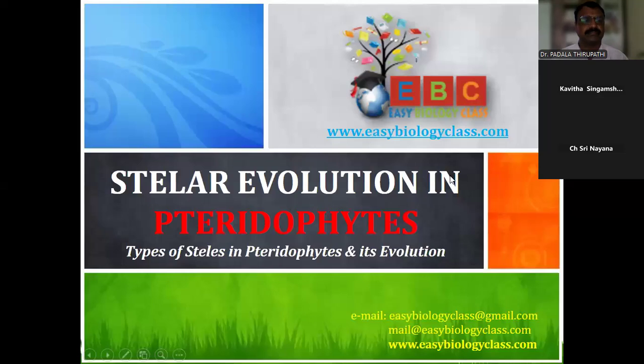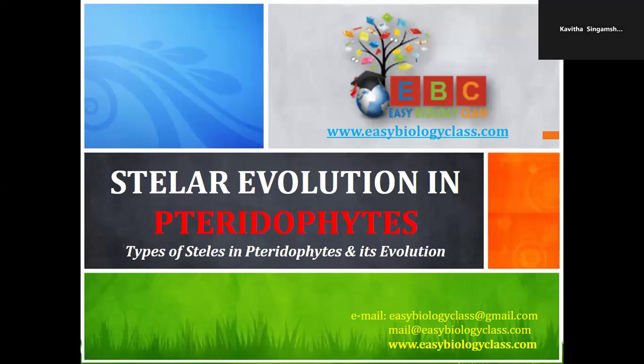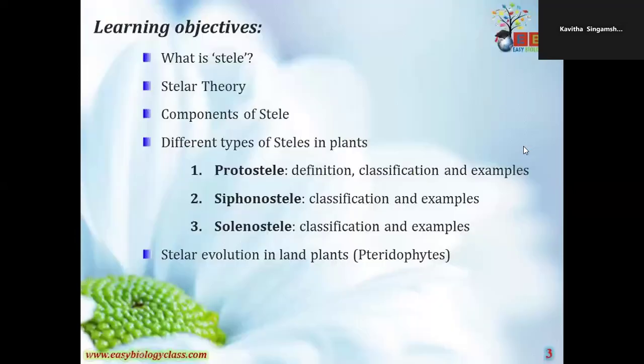Right. So this is about stellar evolution. In this we discuss the different types of steles and their evolution in the pteridophytes. So what we are going to study here: what do you mean by stellar theory? What are the components of the stele? What are the different types of steles that come across in the pteridophytic plants along with their examples, and how the stele has evolved in these pteridophytic plants.